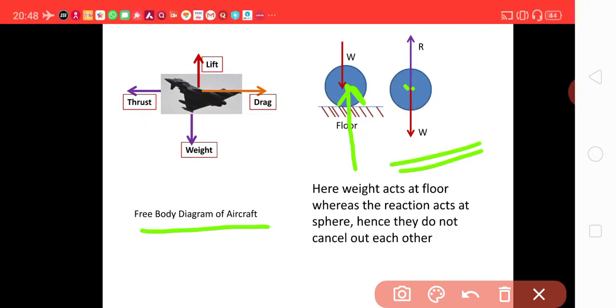Here note one thing, as I have told you earlier also, that this reaction is acting on the sphere, whereas weight is acting on the floor. So, it means these two forces are not cancelling each other, because these two forces are actually acting on different bodies. That is, weight is acting on the floor, whereas the reaction is acting on the sphere. So, they are not cancelling each other.